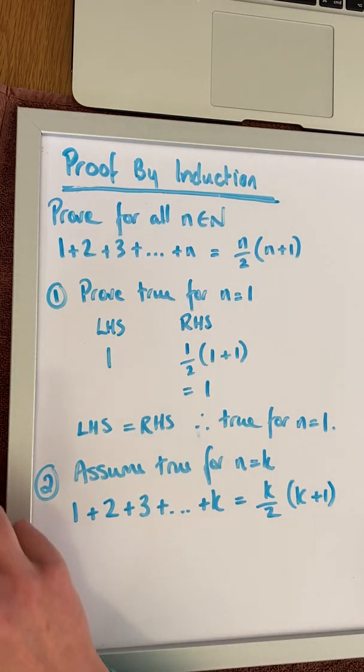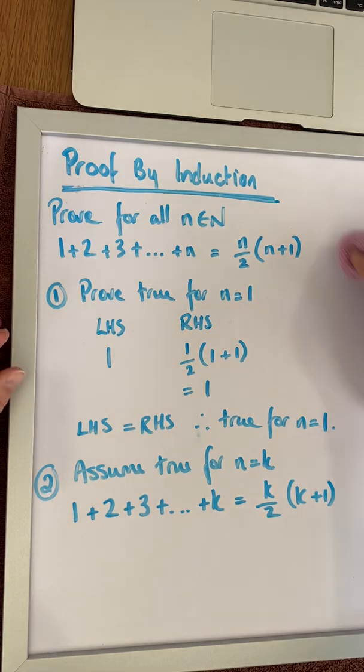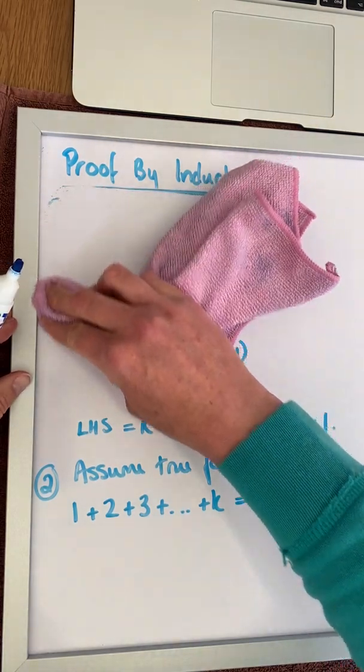Next step is to prove true for n equals k plus 1. I'm going to rub out my first step so that I have enough room to do this.